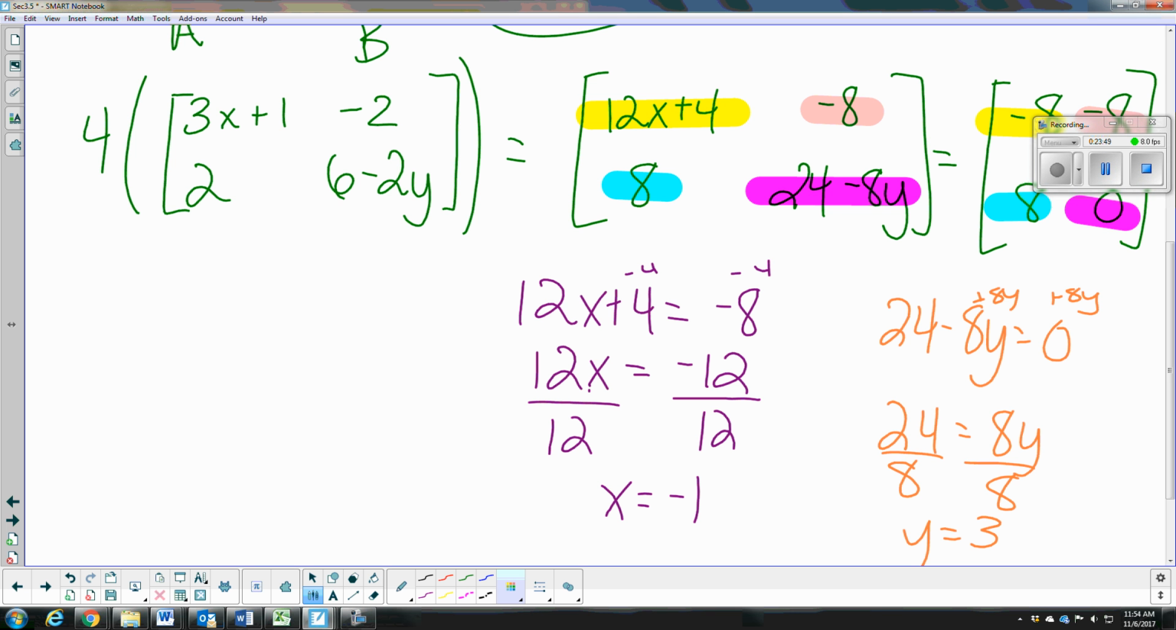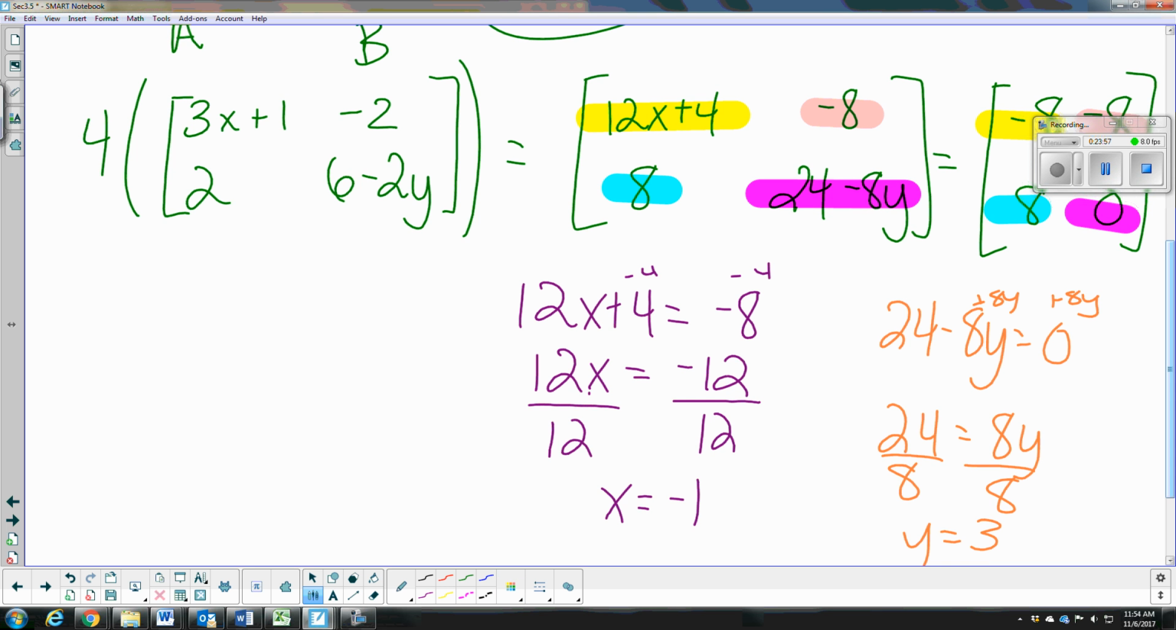Now to double check, you can plug those values back into your original matrices and do those operations again, just to double check your answer. So again, just like we did last lesson, I would always encourage you to double check your answers, but you should get x equals negative 1 and y equals 3.